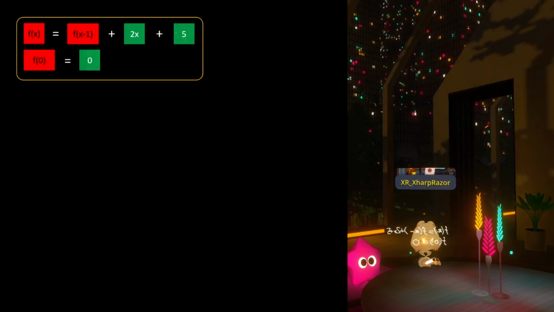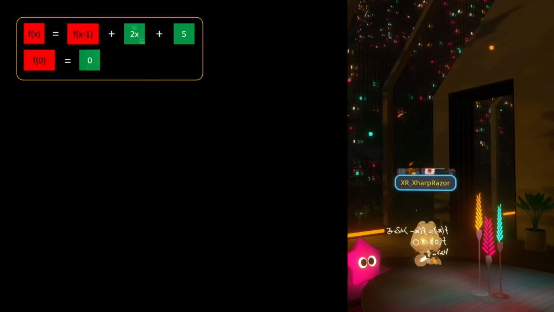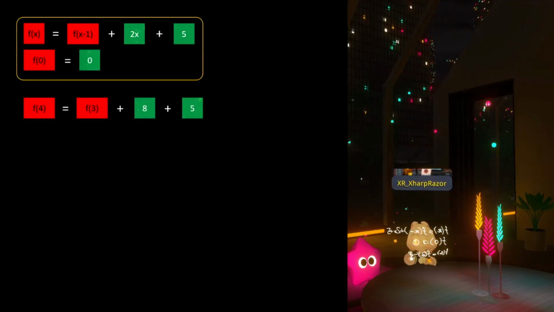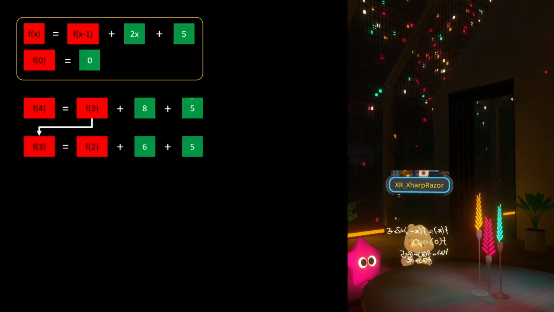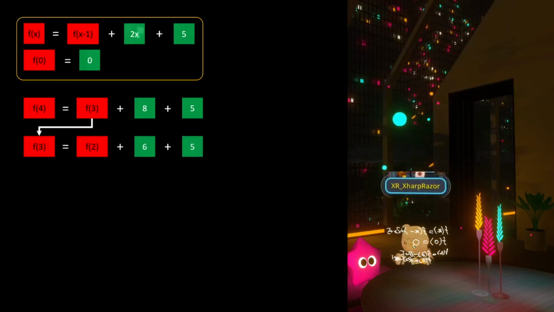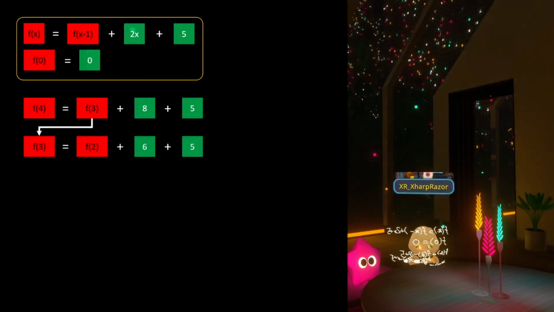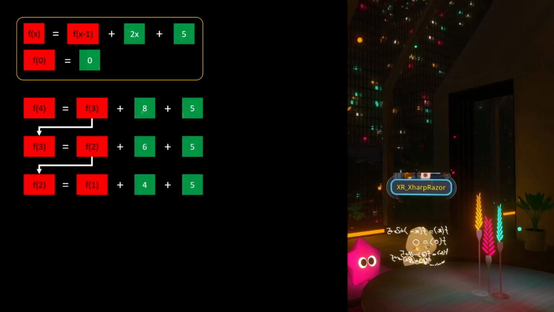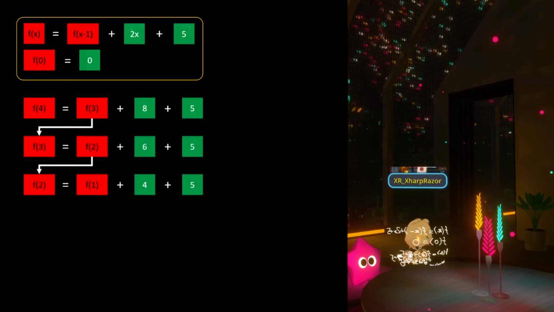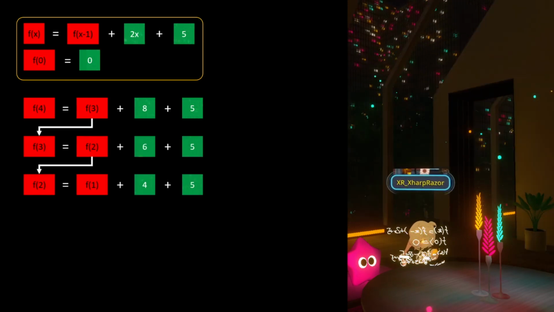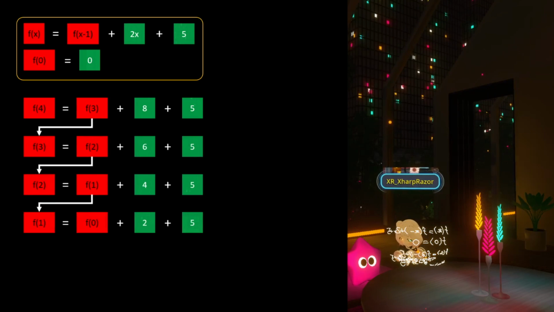So back at our question, f of 4, right? f of 4 will be f of 3 plus 8 plus 5. f of 3 is f of 2 plus 6 plus 5, and then f of 2 is f of 1 plus 4 plus 5, and then let's see, f of 1 is f of 0 plus 2 plus 5.